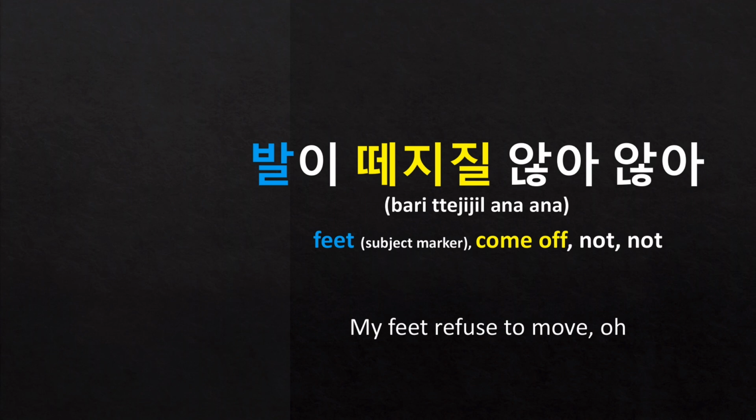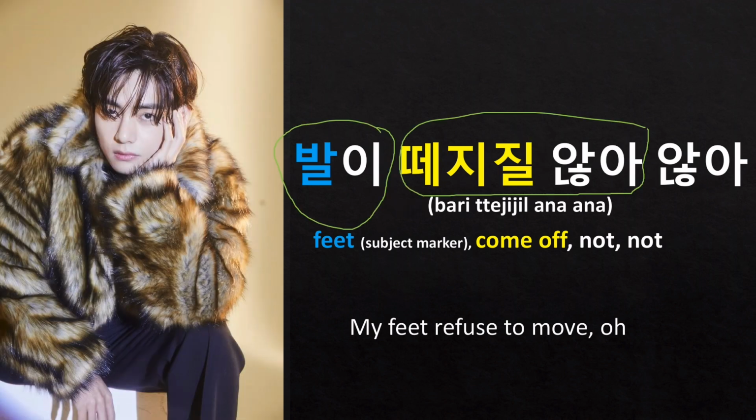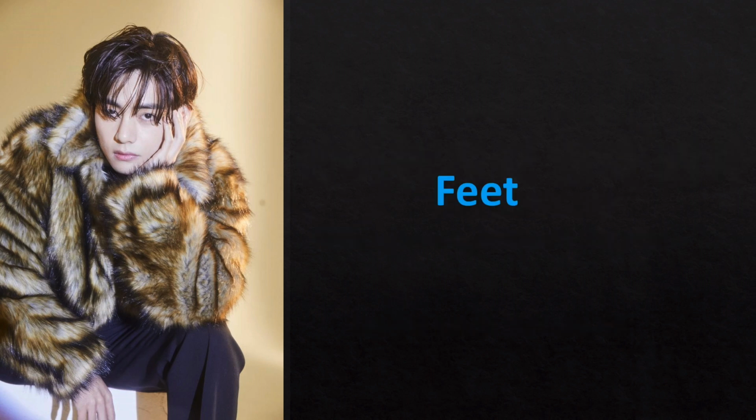Okay, next phrase. 발이 떼지질 않아. 발 means feet. 이 is a subject marker. 떼지질 않아 means it won't come off. Okay, how would you say feet in Korean? 발.